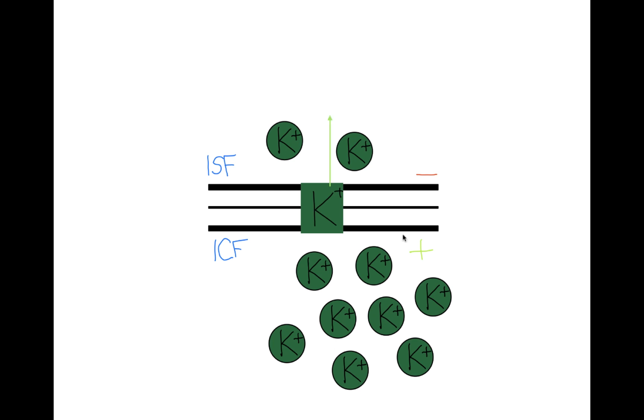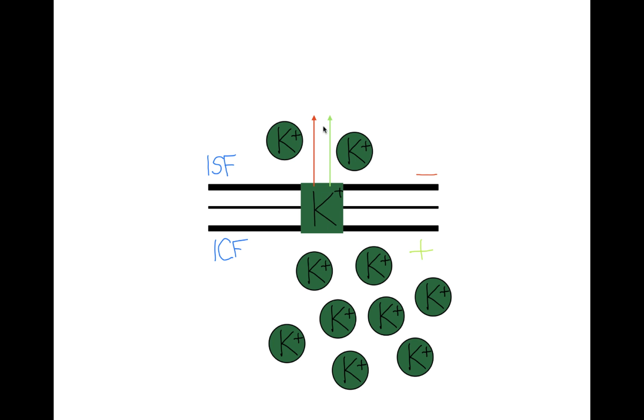Now, because of this, we will have two gradients working on the potassium ions when we open this channel. The first gradient is the electrical gradient, and the electrical gradient will favor the movement of potassium from the inside of the cell to the outside. And the reason why is because the positive charges inside the cell will repel potassium ions, causing them to flow through this channel into the outside of the cell, which is negatively charged. So the positive charge inside the cell and the negative charge outside of the cell work together in order to draw potassium from the inside to the outside.